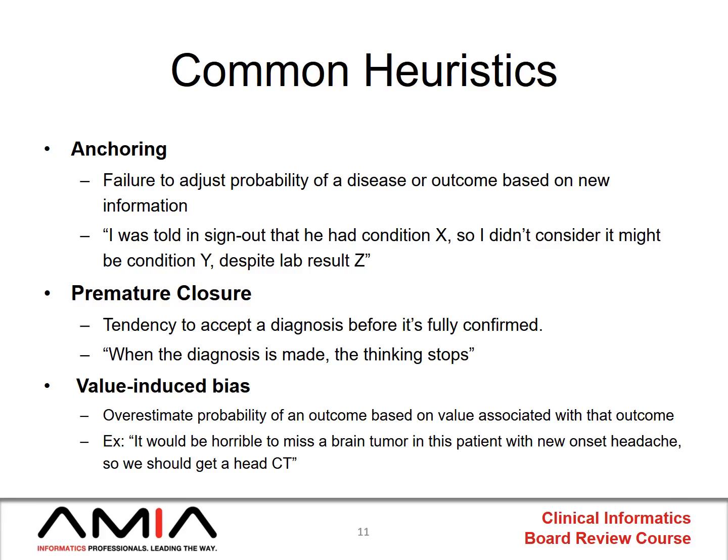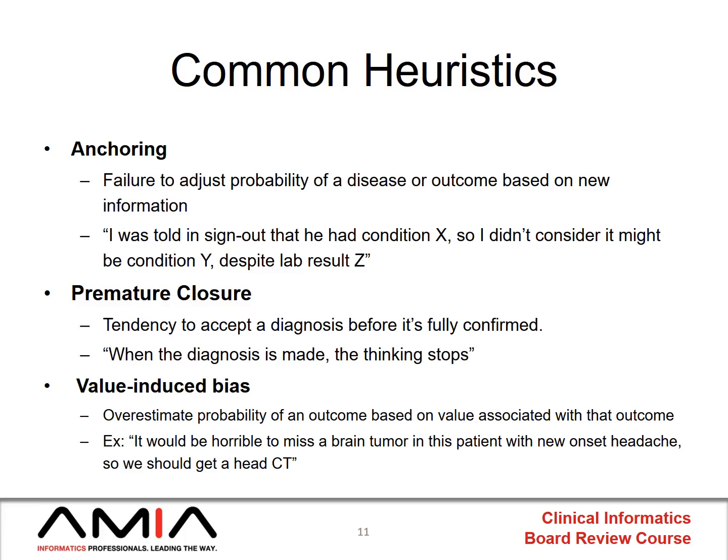The last one we'll cover is called the value-induced bias. And this is one that could work either way. You could either overestimate or underestimate the likelihood of a disease. And it's basically you're influenced by the value that you associate with a specific outcome.